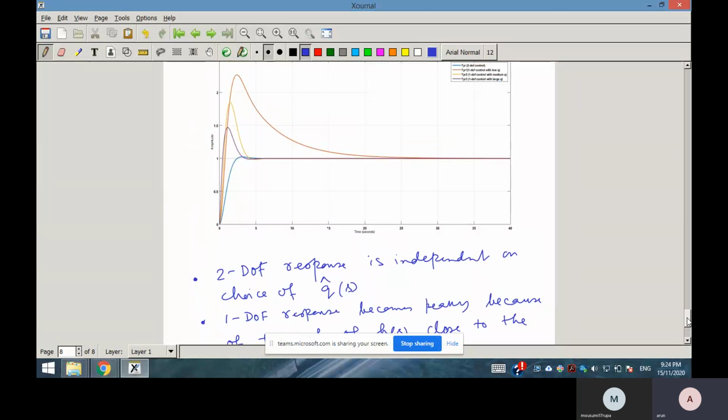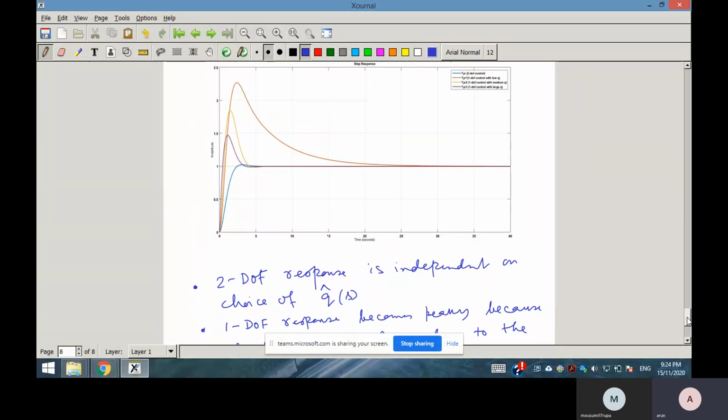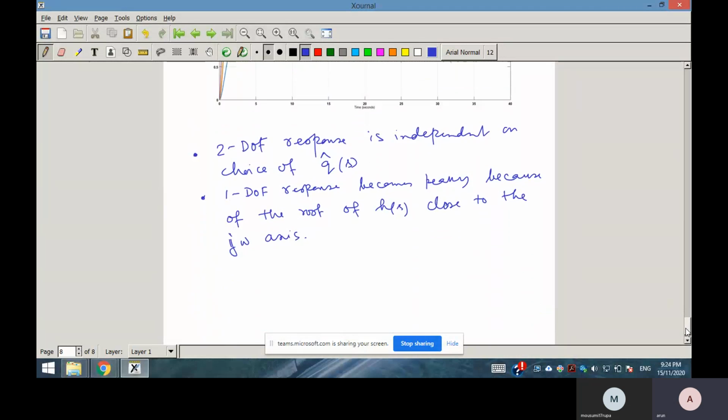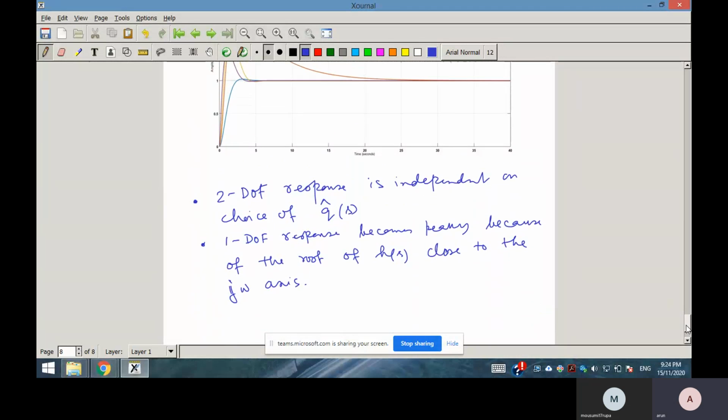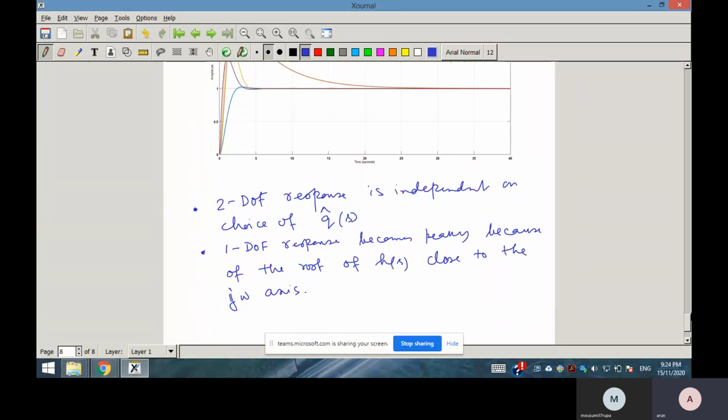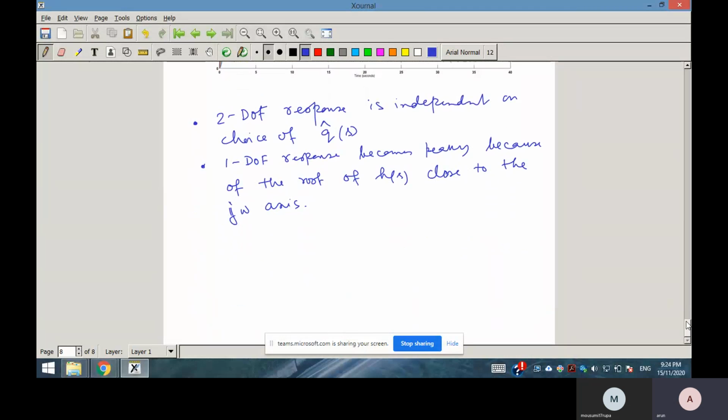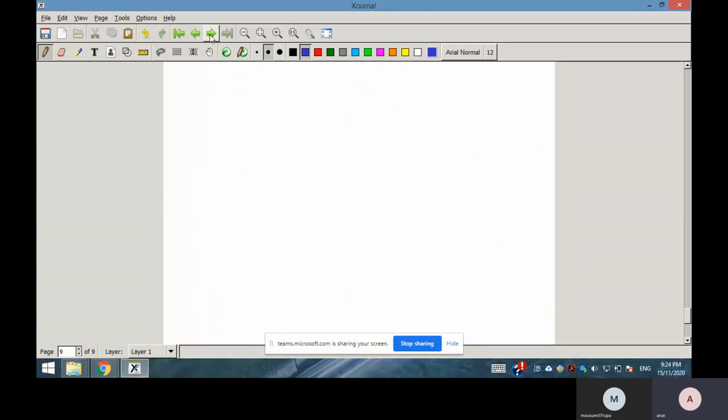Okay, the best response that you can achieve is this one, but which still has some peak value. So now this is about your tracking performance, superior performance. What we have shown is that the 2 degree of freedom reference input to output characteristics is much superior. Now we'll see the control effort characteristics.